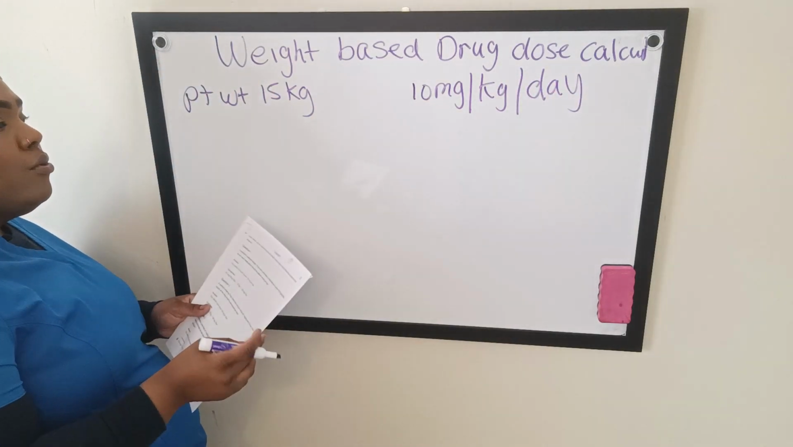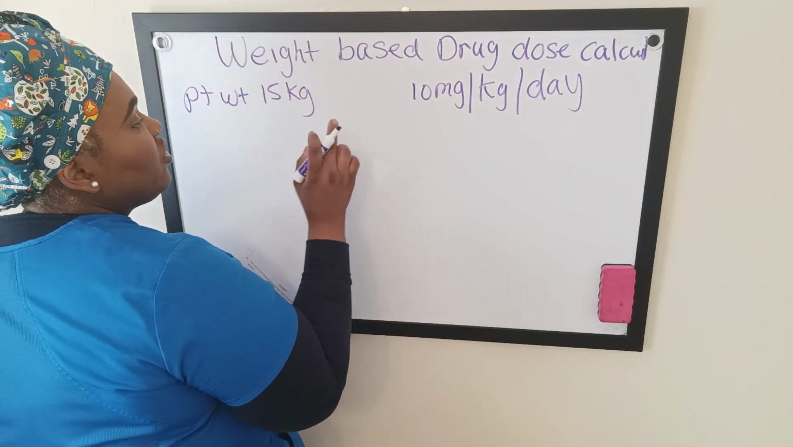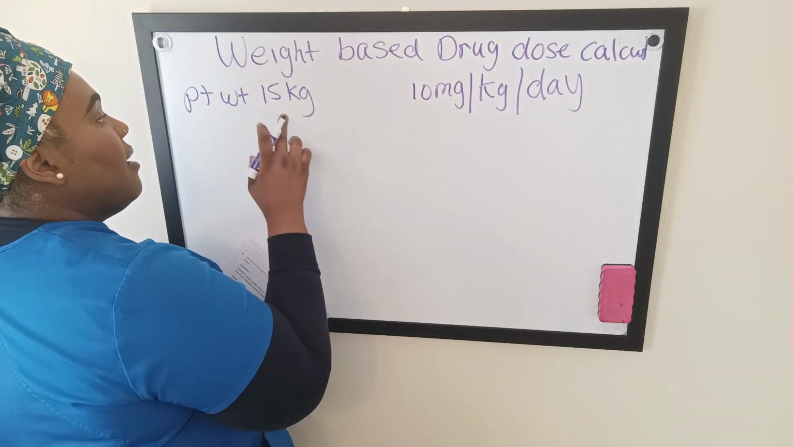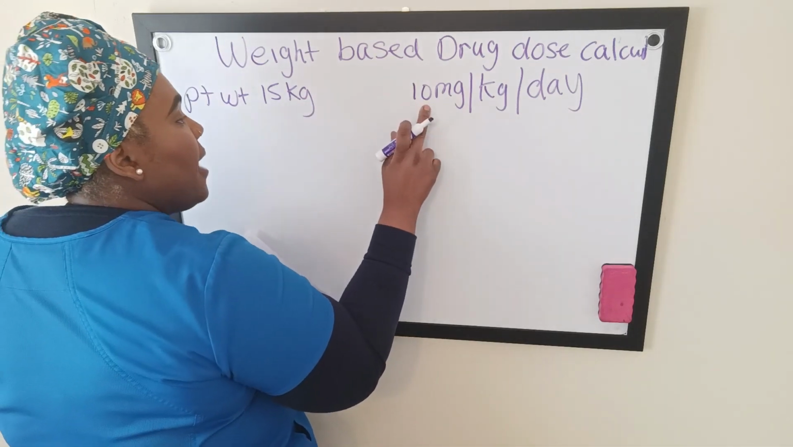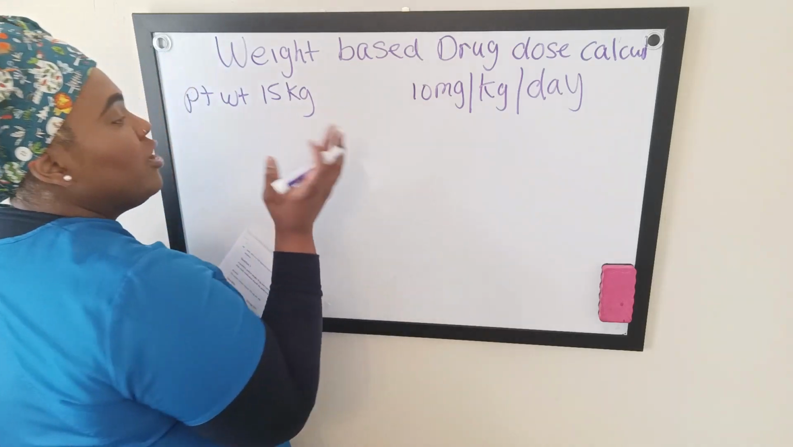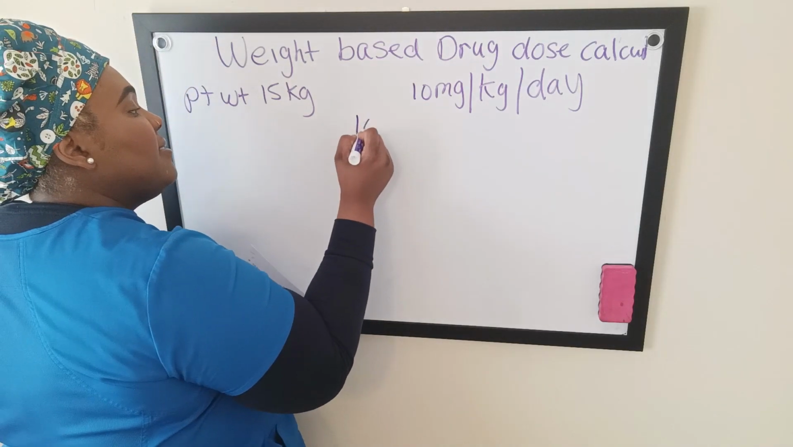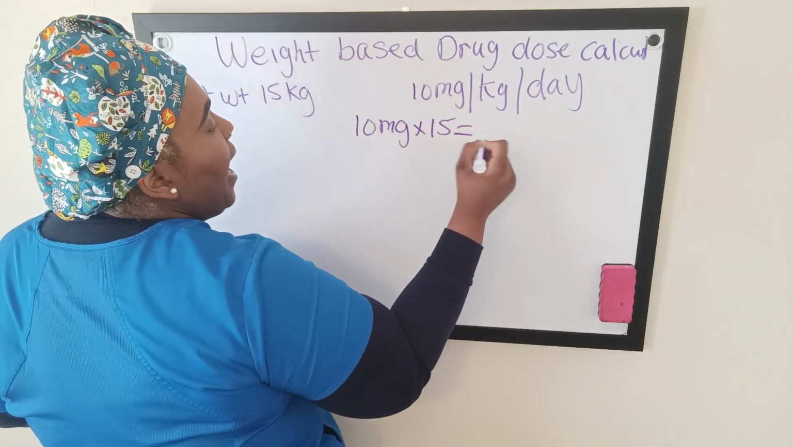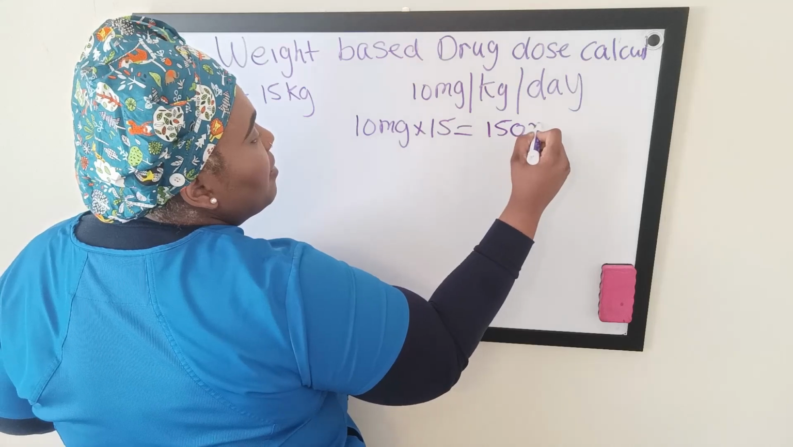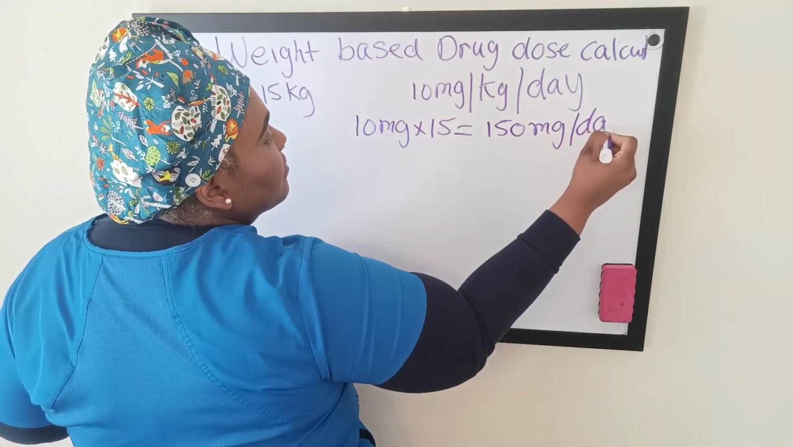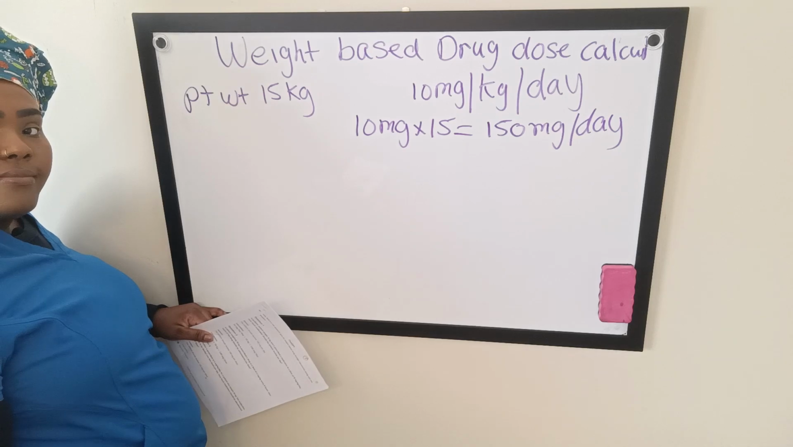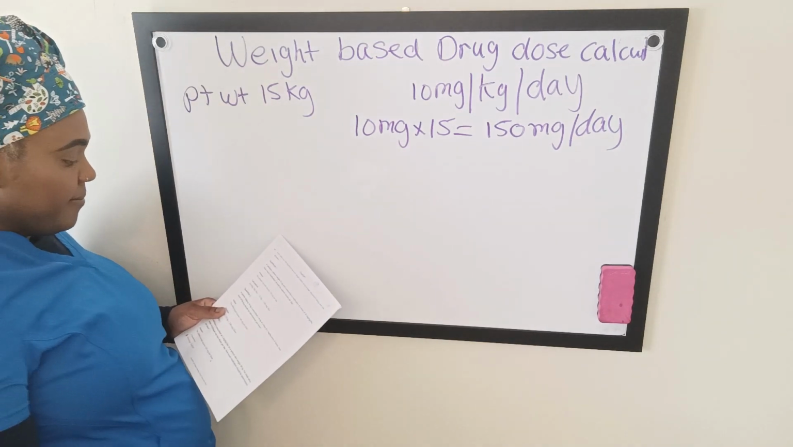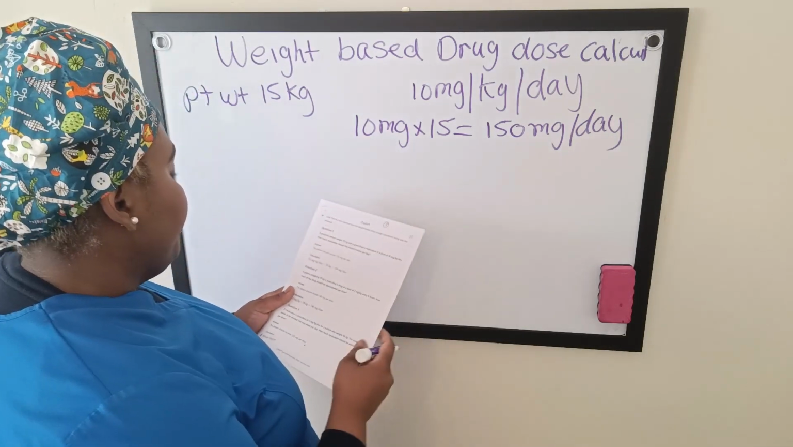Alright? So we know we need to find out how much medication this patient has to get in a day. So we need to take the weight of the patient and multiply it by the amount, because it's 10 milligrams for every kg this patient is weighing. So we take 10 and multiply it by 15, and it's going to be 150 milligrams in a day. So how easy is that? 150 milligrams in one day. Alright? So that's scenario 1.